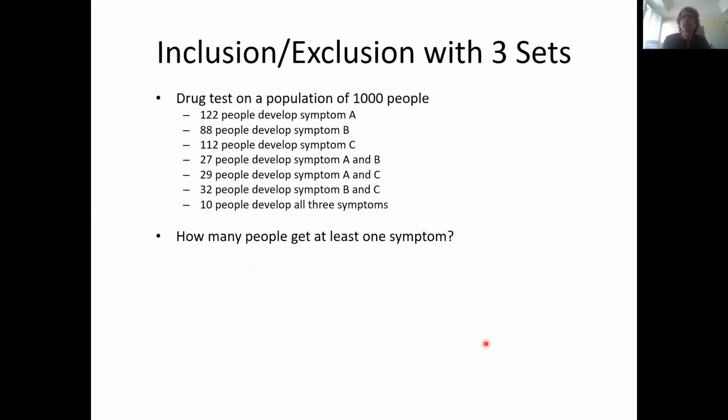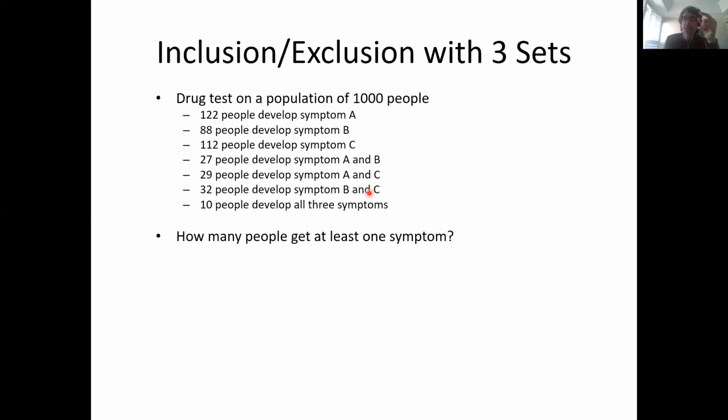So for example, let's say you have a drug test on a population, and what you know is that 122 people got symptom A, 88 symptom B, 112 symptom C. But if you ask how many people got at least one symptom, you cannot just add these, because perhaps there are people who got both or all three. So you'd be overcounting them by adding. Well, let's say you know these intersections. So 27 are in the intersection of A and B, 29 in A and C, 32 in B and C.